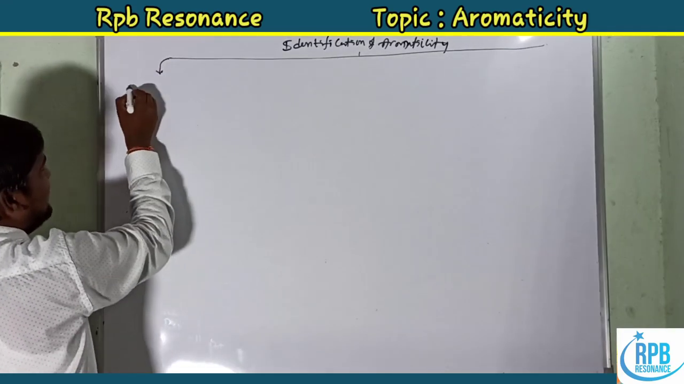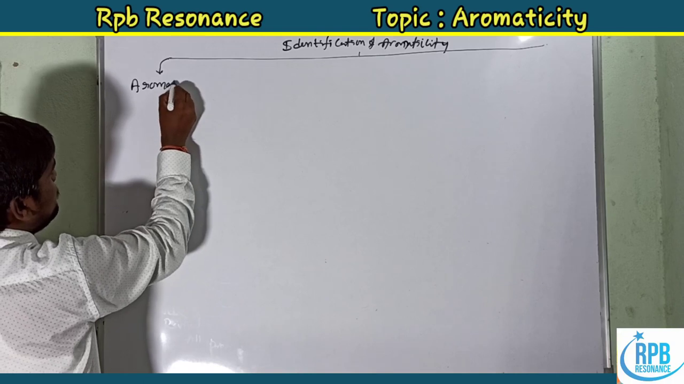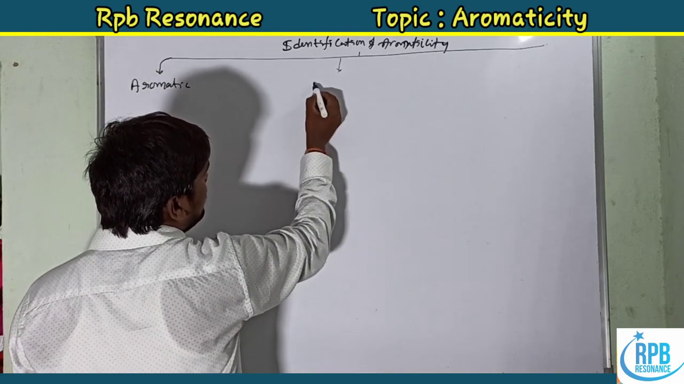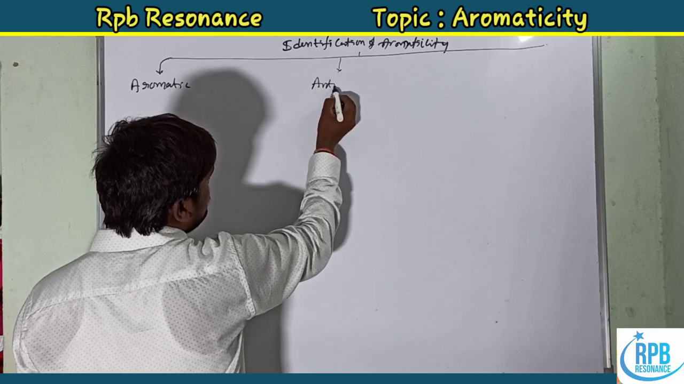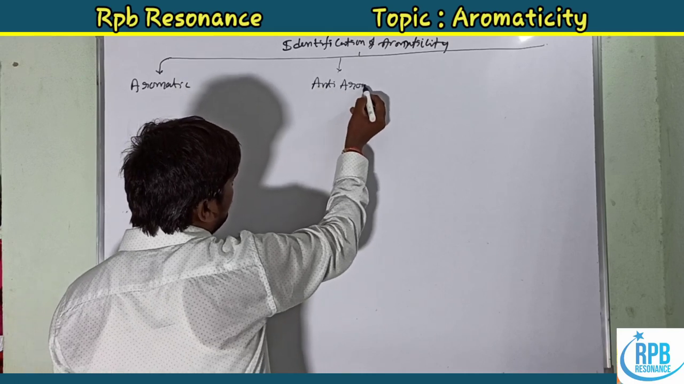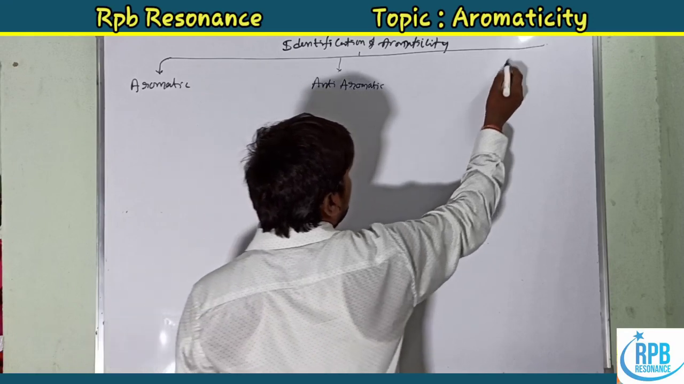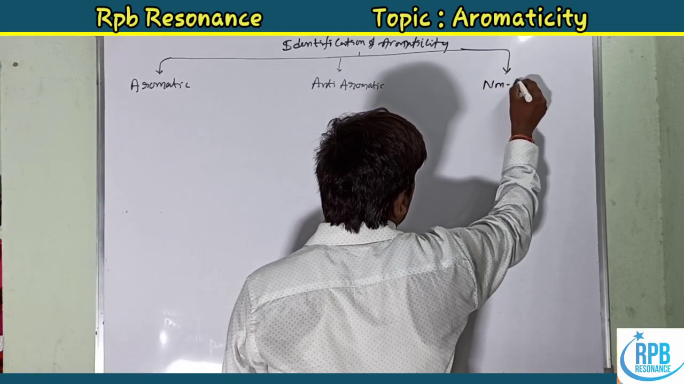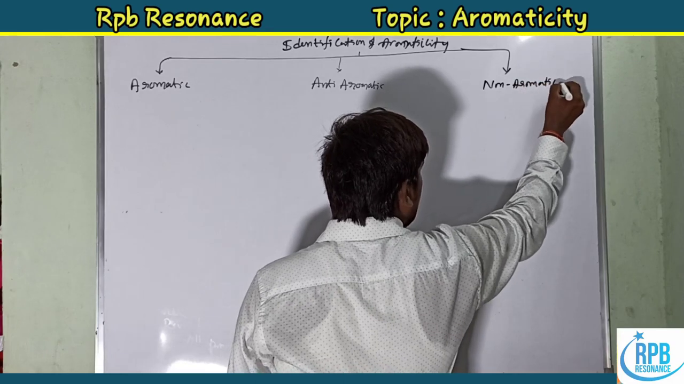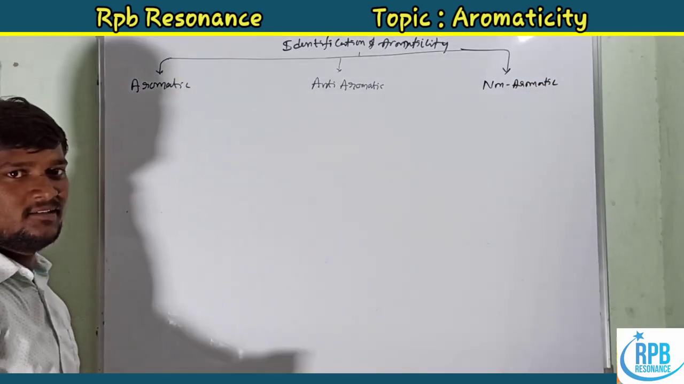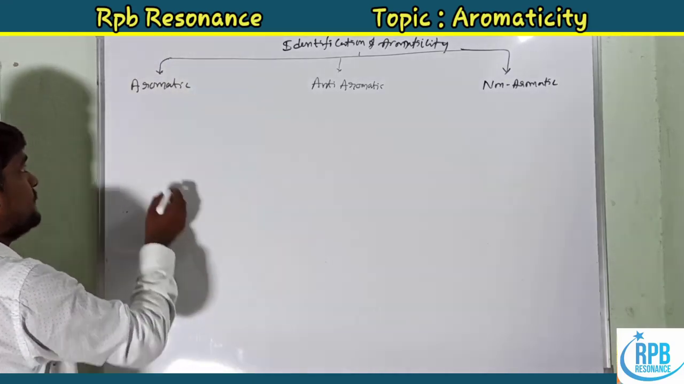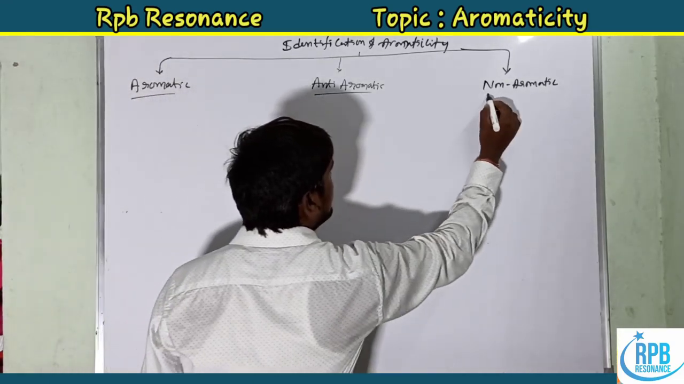Okay, now first of all, these are the aromatic compounds. Okay, now the second type is the anti-aromatic compounds. So the third category is the non-aromatic compounds. So remaining compounds are also there. Later on we will discuss quasi-aromatic and homo-aromaticity. So first of all: aromatic, anti-aromatic, non-aromatic.